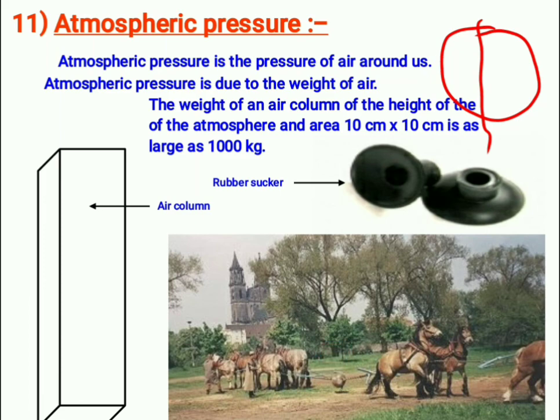Then what happened? Then he employed 8 horses on each hemisphere. Understood? Here 8 horses and here 8 horses, to pull them apart. So he fixed these two metallic hemispheres together by removing the gas, and he joined 8 horses on every side, and he tried to pull it apart. But it was not possible.